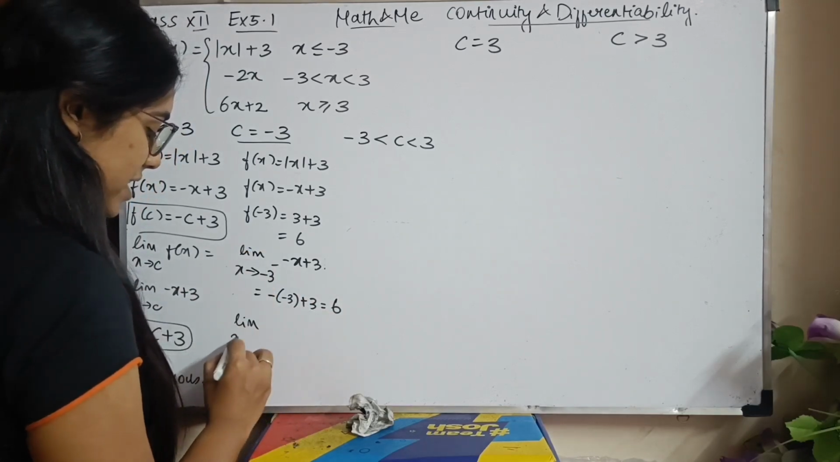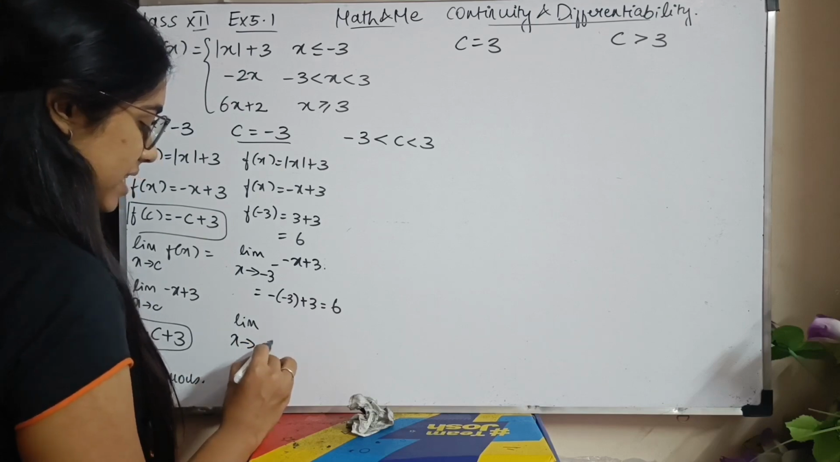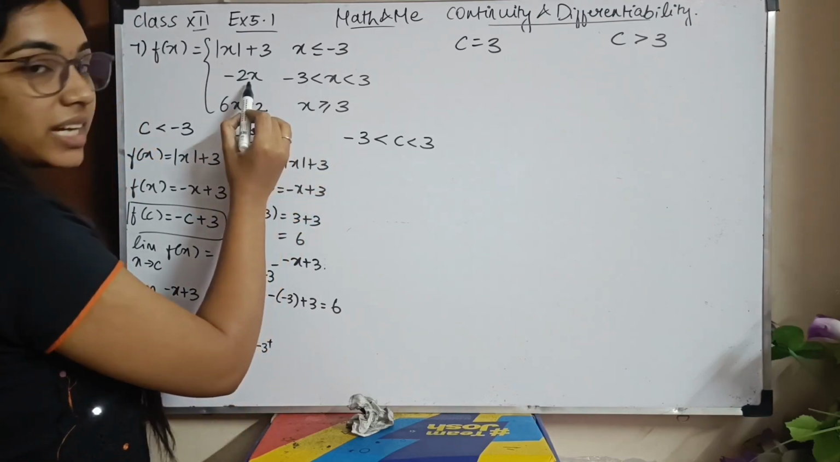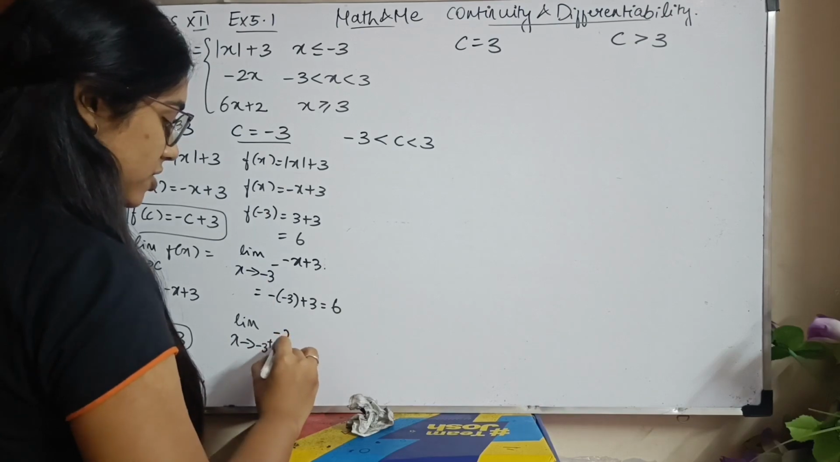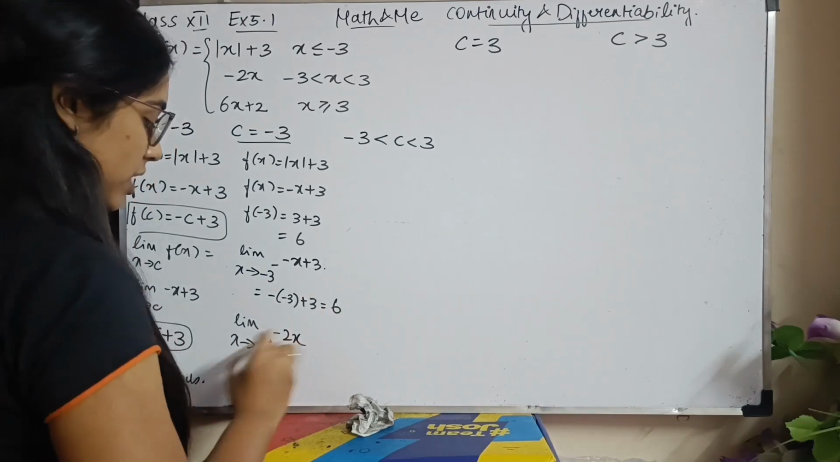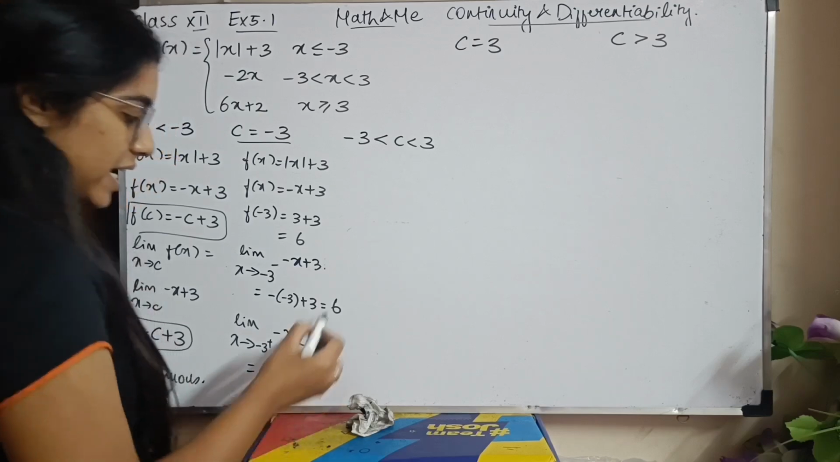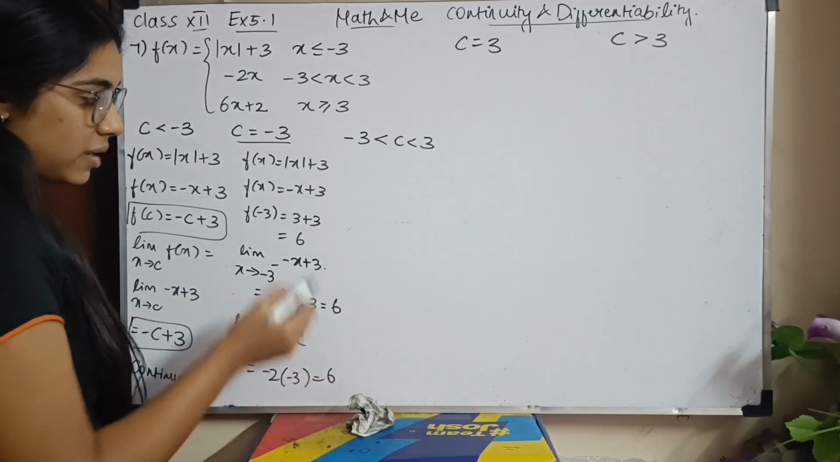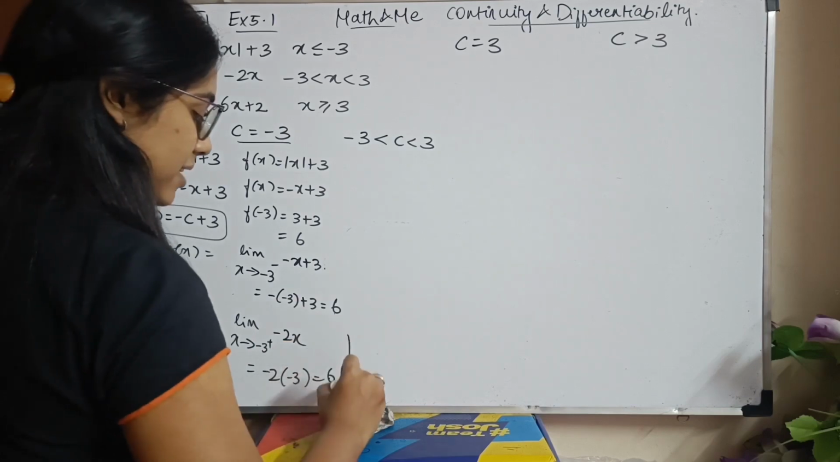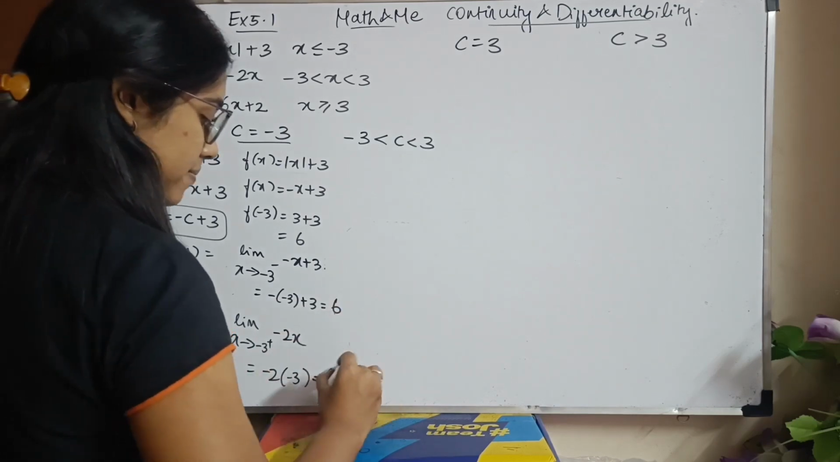Now, what is going to be my right hand limit? X tends to minus 3 plus, greater than minus 3 in the condition, I have minus 2x. So, this is going to be my f of x. When I substitute the limit, what will I have? Minus 2 times minus 3, which is going to be 6 again. So, I have left hand limit equal to right hand limit equal to f of c. So, I see that this is continuous. Okay.